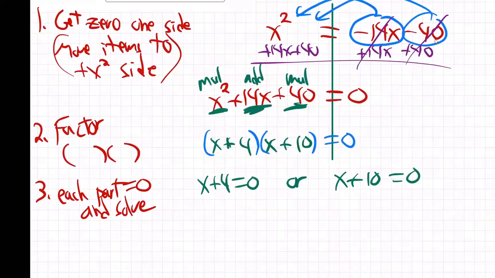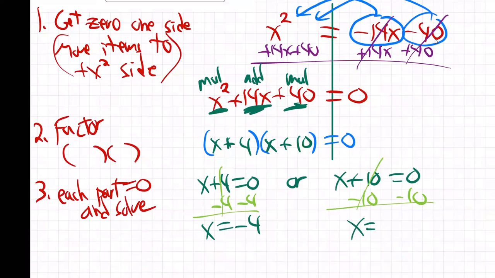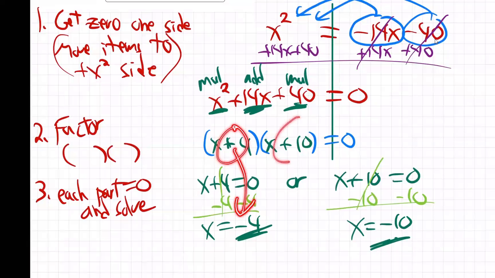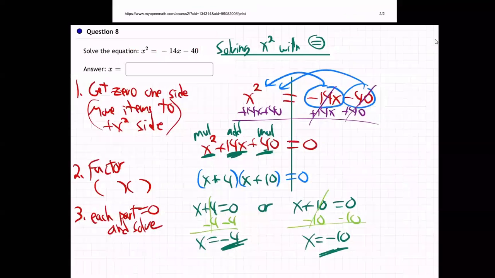And then just finish getting x alone. So subtract 4, and we get x is negative 4. And then subtract 10, and x is negative 10. Negative 4, negative 10, those are our 2 answers. And it's always going to be whatever is in the parentheses, opposite sign, parentheses, opposite sign. That's always going to happen.